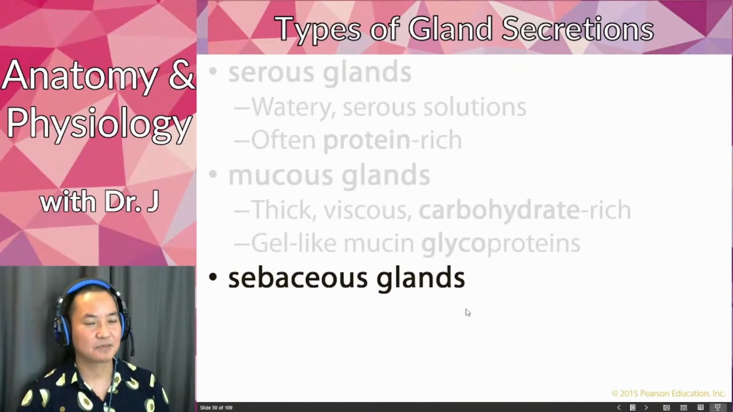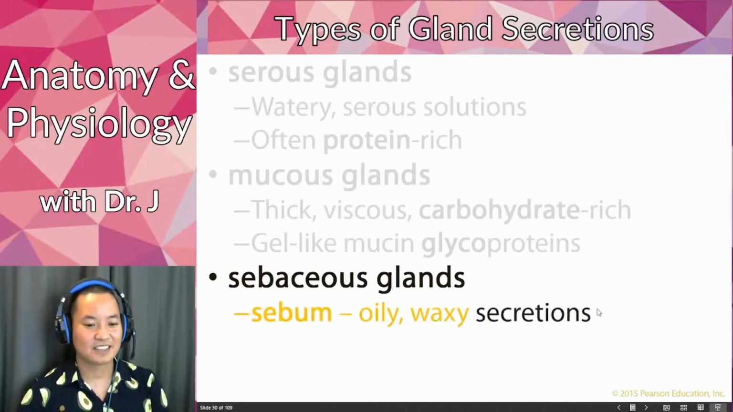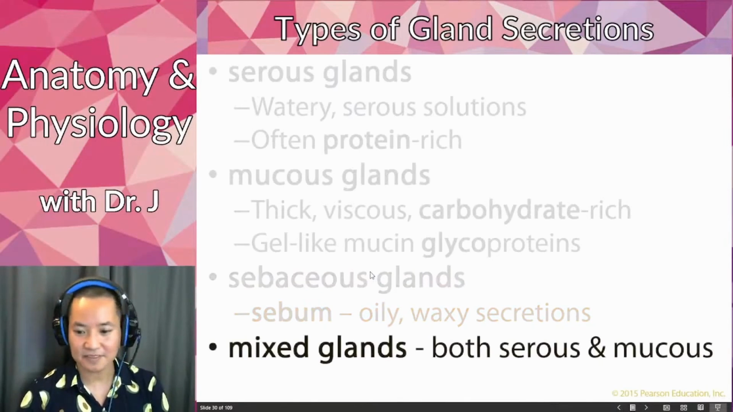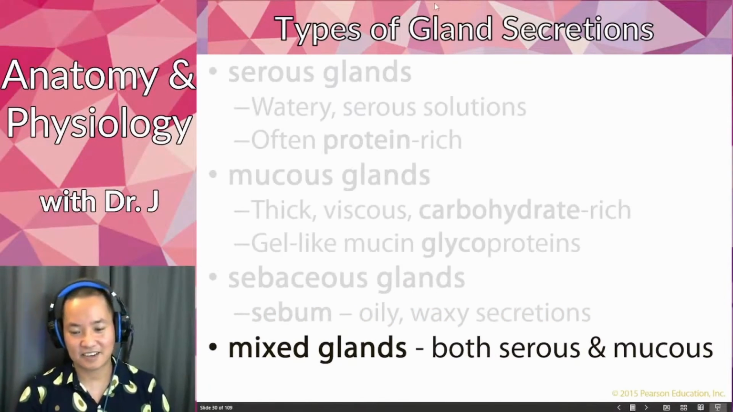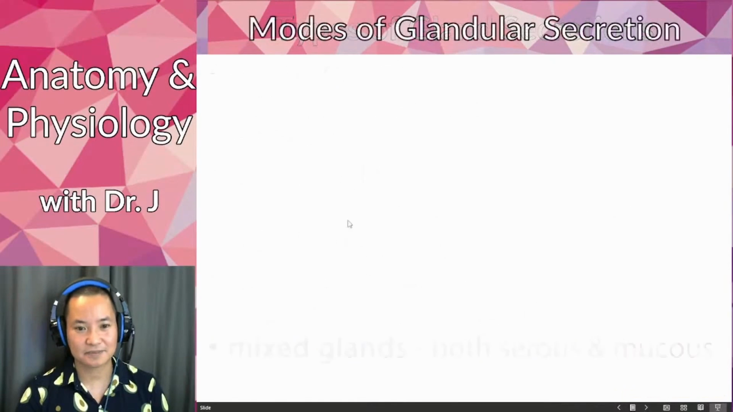Now, sebaceous glands. When you think about sebum, think about oils. Sebum is an oily, waxy secretion. Sebaceous glands are the ones that get clogged up when we have acne, or sometimes if someone has very oily hair, they might have overactive sebaceous glands. There are also mixed glands as well. So think about it this way: serous is watery, mucus is like mucus, and sebaceous is oily. And there are some things that are kind of in between.